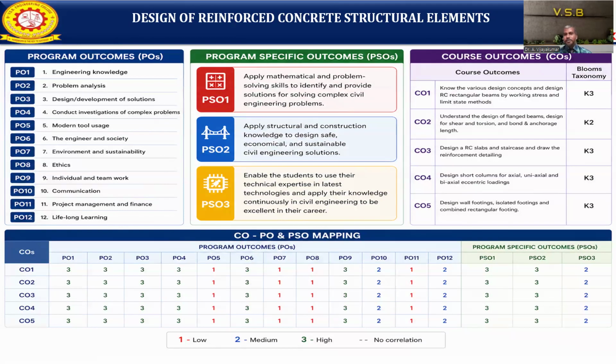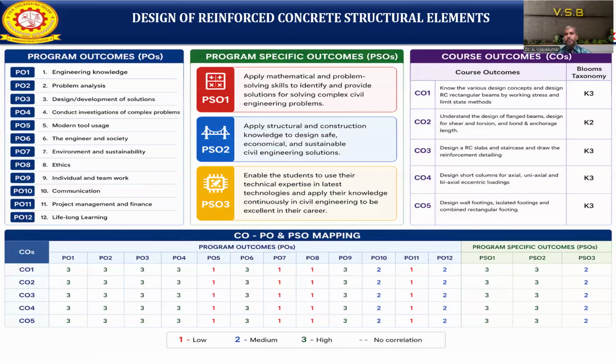Module 3 outcome is to design the RC slab and staircases and draw the reinforcement detailing. Module 4 outcome is to design a short column under axial, uniaxial, and biaxial loading. And CO5 is to design the wall footing and isolated and combined rectangular footing. These are the 5 unique outcomes for the entire course.